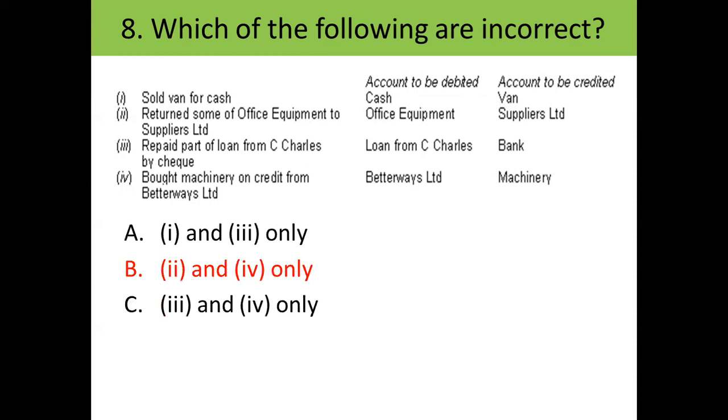Yeah, this sentence is not correct. Second one, yeah, this is correct, and we are asking for the incorrect one. The second statement: returned the sum of furniture, office equipment to supplier. This is the return outward or purchase return, not equipment. We have to debit purchase return and credit office furniture. This is not correct.